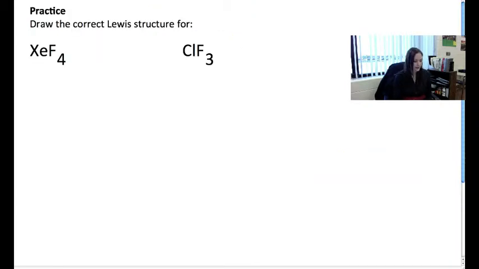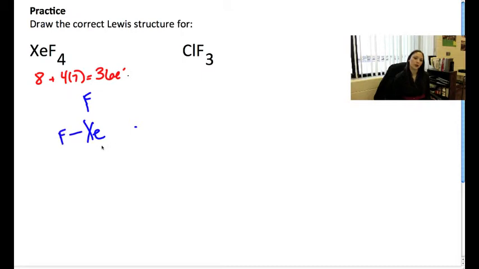We start off with XeF4. Xenon is actually a noble gas, but it's low enough on the table that it'll actually bond. So it's going to have 8. Fluorine has 7, and there are 4 of them. So we start with xenon in the middle. We do Xe, and we connect it to all 4 Fs. Each F is going to need its 8 electrons, so we're going to go ahead and put all of those around and see what our number is.